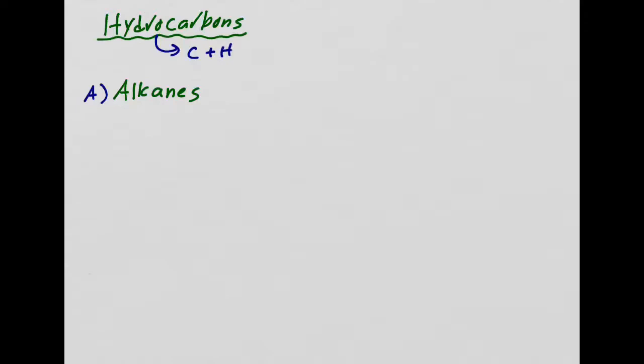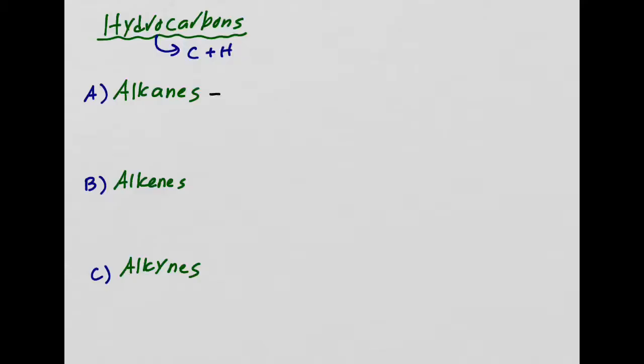The second one, they are called alkenes. And the last one is called alkynes. Again, hydrocarbons have nothing but carbon and hydrogen, and they have 3 types: alkane, alkene, alkyne.